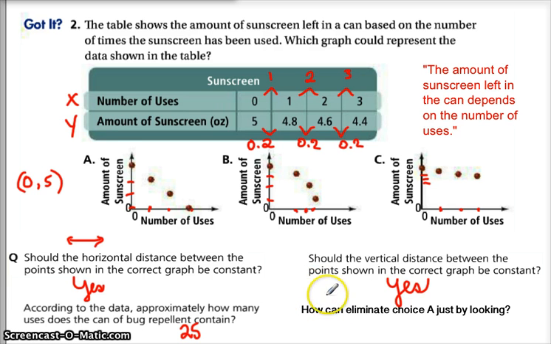Here's the last question, and this one is going to really test what you think about this. How can we eliminate choice A just by looking? I want you to answer that question, and we will talk about it in Teacher.